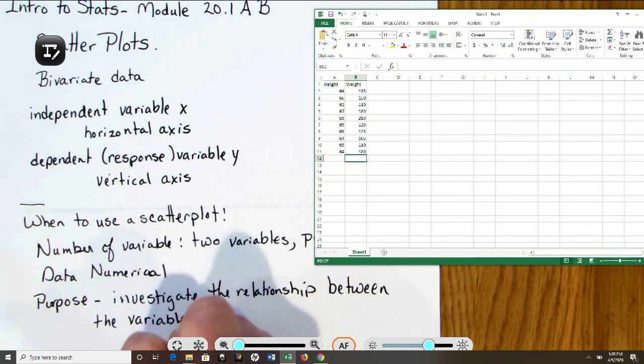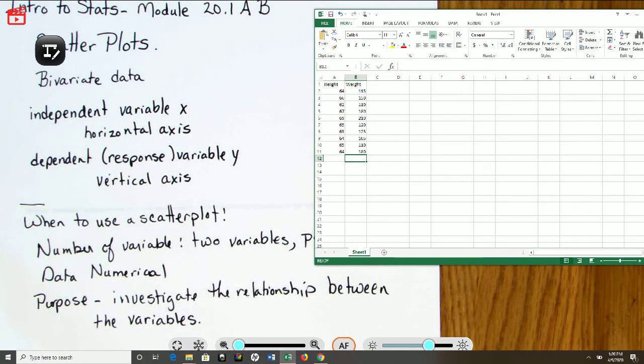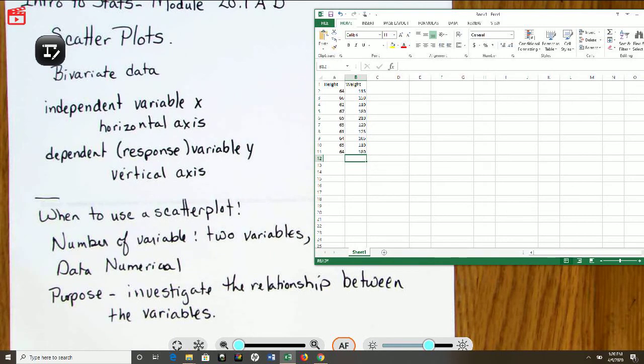Okay. I'm going to show you the steps using Excel, and then we're going to look at some of the things that we're going to be looking for when looking at our information. So what I've done in Excel is I did type some data. We have some heights of some people and the weights of some people. And what I'm going to do with that is we're going to create a scatter plot.